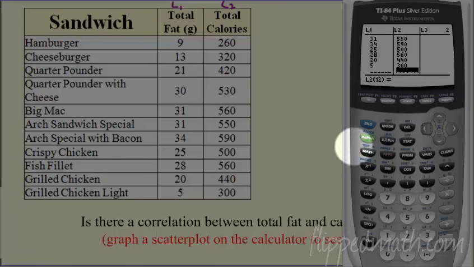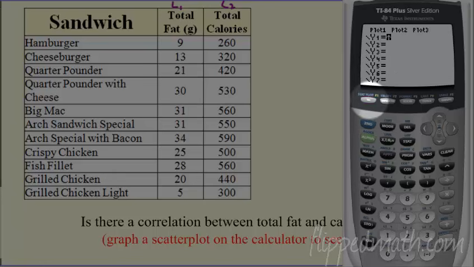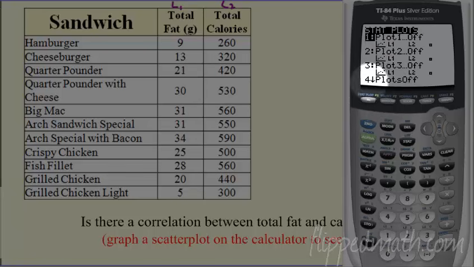All right, once your data's in there, what are we going to do? So I want to make a scatter plot. So when we do scatter plots, if you come above y equals where it says stat plot, statistical plots, I hit second y equals, and I get there. So we're allowed to put up to 4 graphs in here, 4 different kinds of graphs.